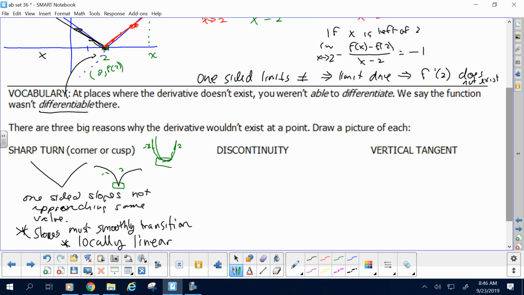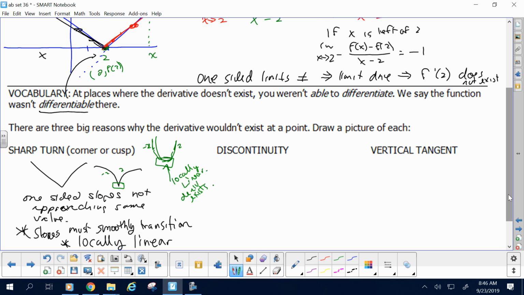If you were to zoom in here, it would look locally linear. The derivative exists. So if you get a place where there's an abrupt change of slope, not locally linear, then the derivative won't exist.